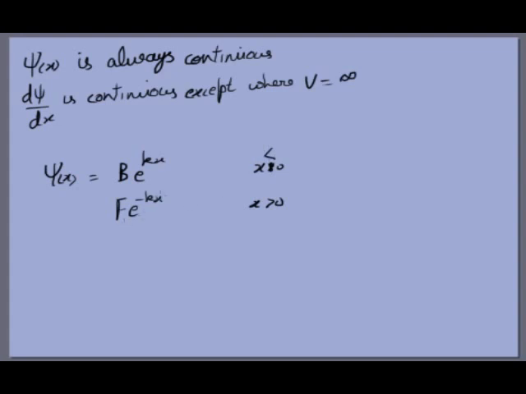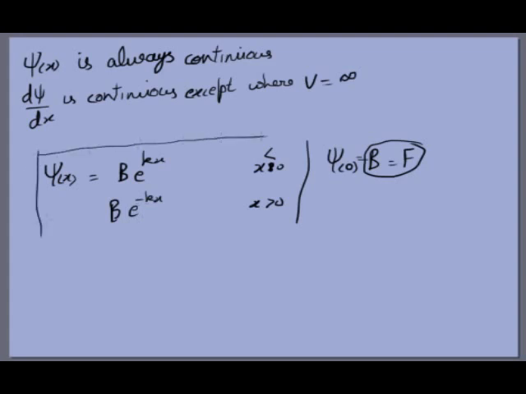Now we know it has to be always continuous. That means it has to be continuous at x equals 0. But we know ψ of 0 from the left side is B and from the right side is F. So they need to be equal. So this is the first thing we find out, that B equals F, and indeed both sides have B e to the power kx and B e to the power minus kx. So now we are left with finding the value of B and k.